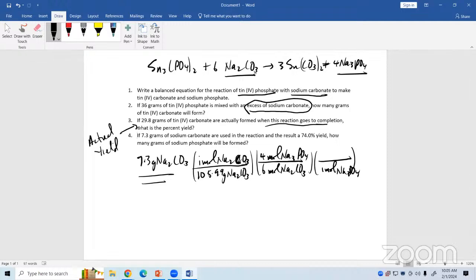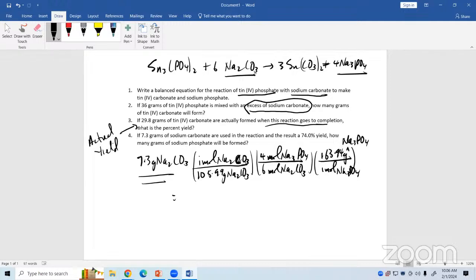So that would be, let me see here. Okay, so according to my calculations, the molar mass of sodium phosphate is 163.94 grams of sodium phosphate for every 1 mole. So now we have to do the number crunching here, and that will give us the theoretical yield. So that would be 7.3 divided by 105.99 times 4 divided by 6 times 163.94.